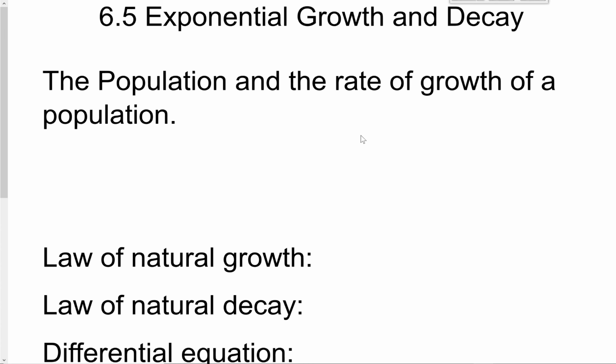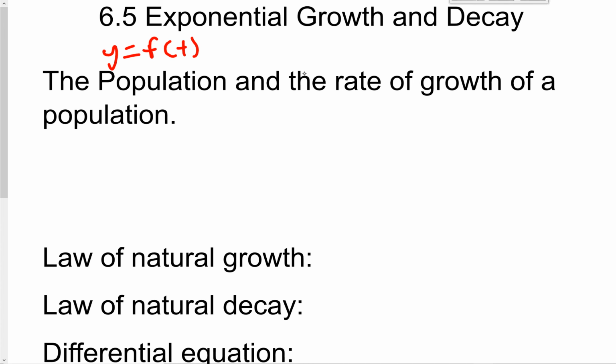Chapter 6, Section 5, we're going to talk about exponential growth and decay. In natural phenomena, quantities are going to grow or decay at a rate proportional to their size, meaning that if we have some type of population, say y, that population is going to be some function of time, right? There's a certain population at a certain time. So it's a function of time. And then it's going to be proportional to the rate of growth.